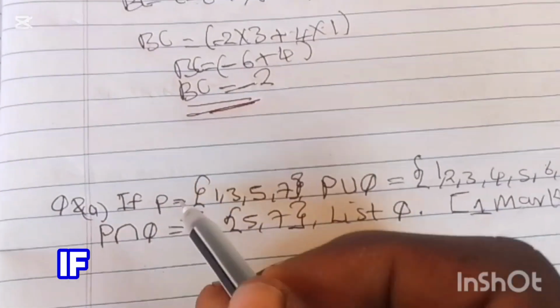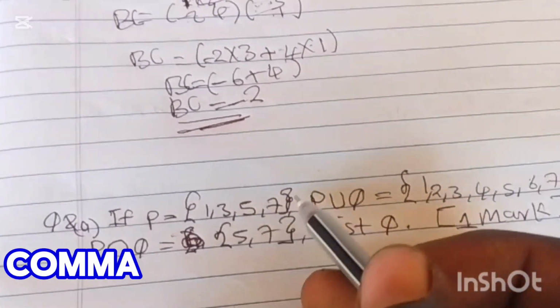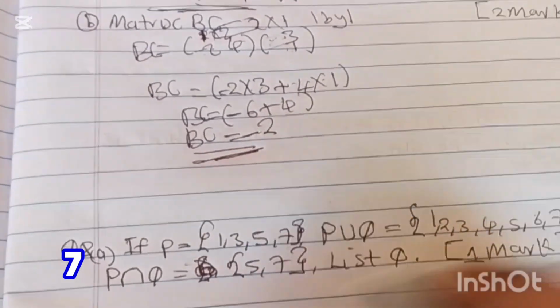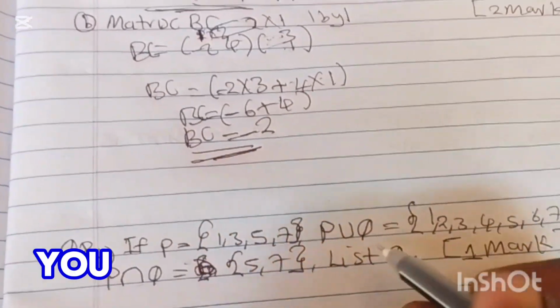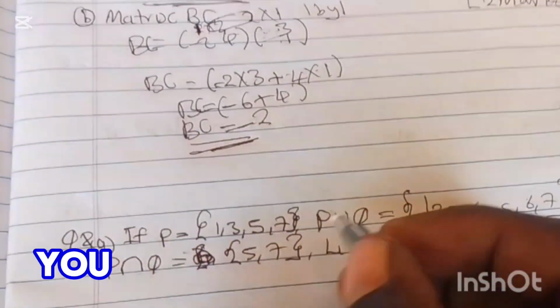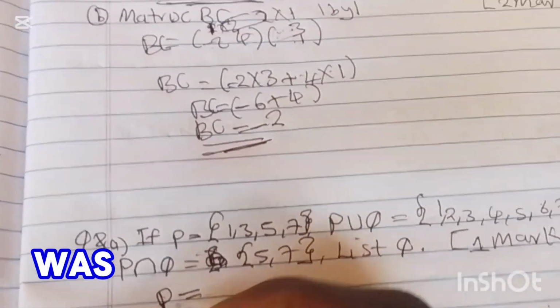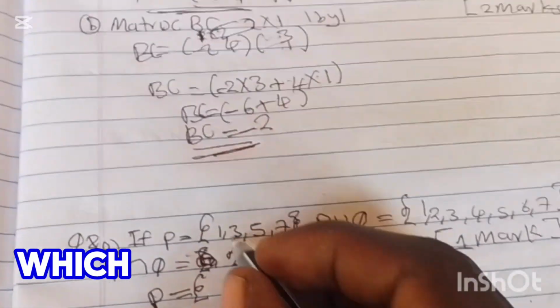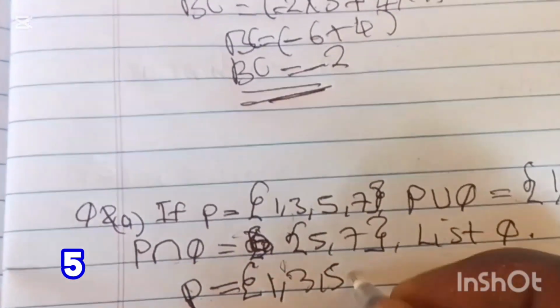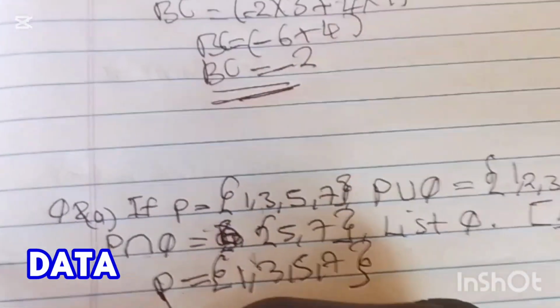So let's proceed to question number 8. If P is 1, 3, 5, 7, P union Q is 1, 2, 3, 4, 5, 6, 7, and P intersection Q is 5, 7, list Q. So we need to list the elements which were in set Q. First, the numbers which were in P were 1, 3, 5, 7. So this is the data.